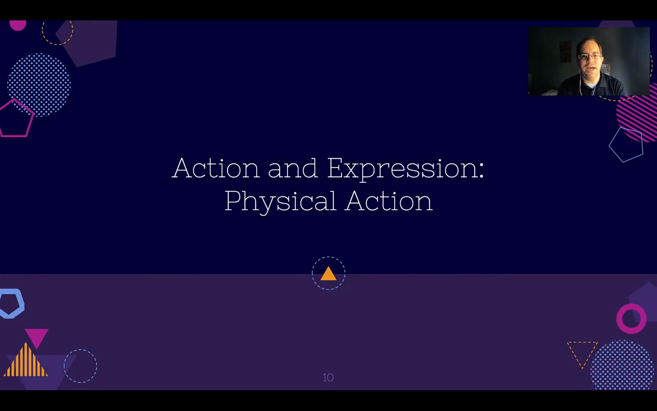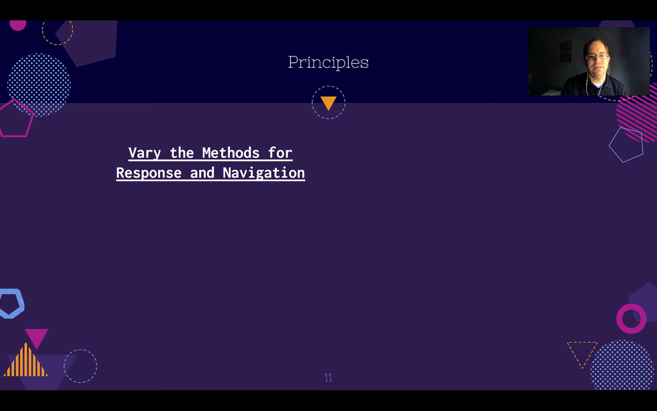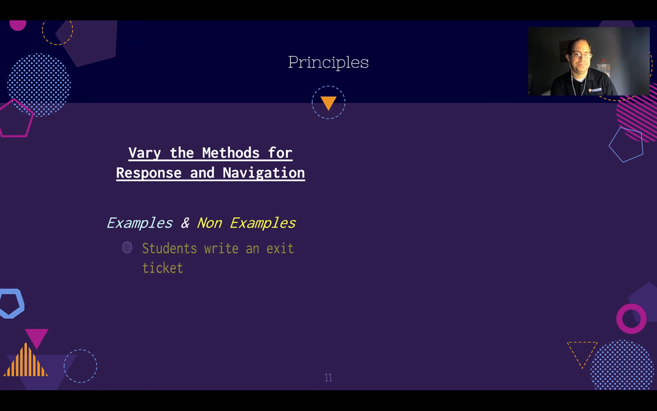Okay, last one, action and expression. The way students are assessed or in ways that we expect students to demonstrate or engage in their learning. And I want to use a different word than engage, but just think about a learning activity. You want them to work in groups, or you want them to do X, Y, and Z. So vary the methods for response and navigation, right? So don't just say, okay, we're going to do this activity and you're all going to do it this way.